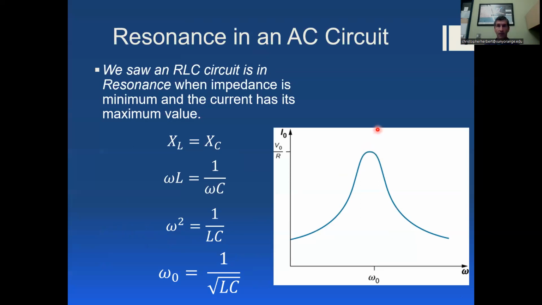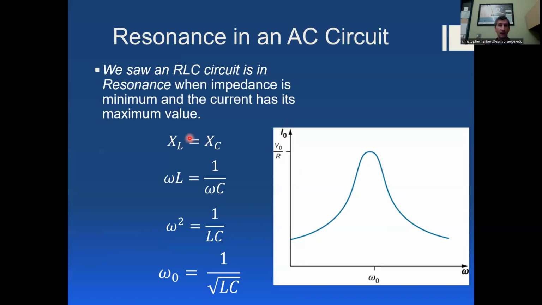is the lowest. Again, remember, impedance is telling you how much voltage I need to get a particular current. So if I reduce my impedance to its lowest value, I'm going to get my greatest current for a given voltage when the impedance is the lowest.